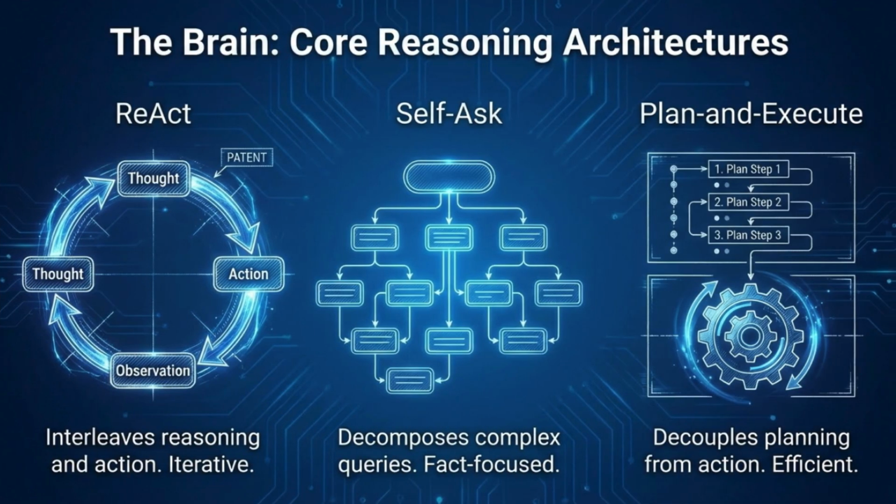Self-ask breaks complex questions into smaller sub-questions. Prevents hallucinations through fact-checking. Perfect for multi-hop information retrieval where accuracy matters. Plan and execute separates the planner from the executor. Generate all steps first, then run them. Efficient for known workflows with clear logical sequences.